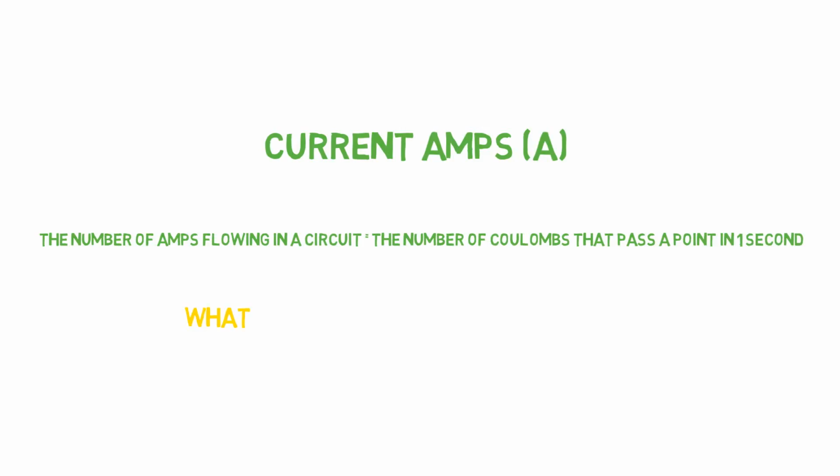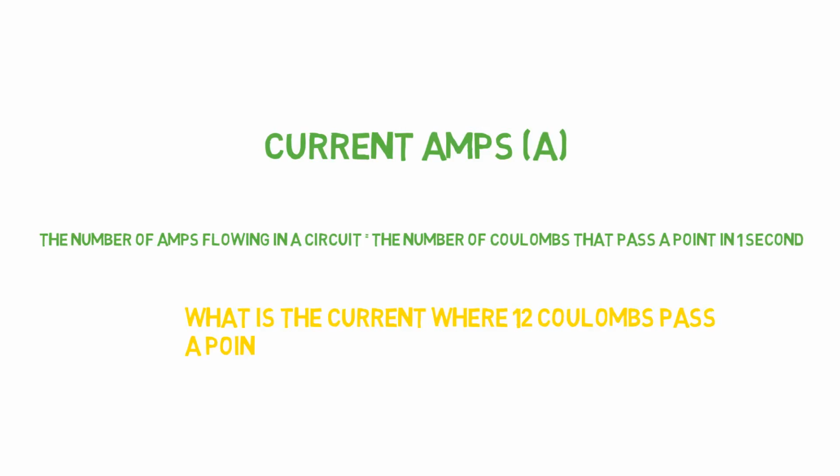Using your knowledge of current, what is the current in a circuit where 12 coulombs pass a point in 2 seconds? Pause the video and press play once you've worked it out. The current is 6 amps. Because 12 coulombs pass a point in 2 seconds, therefore 6 coulombs must pass a point every second, which means the current is 6 amps.